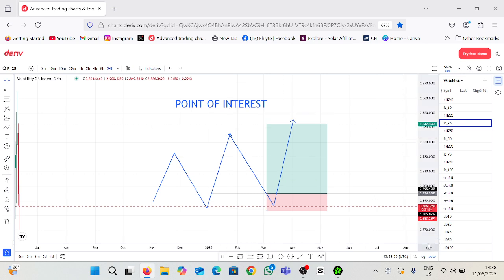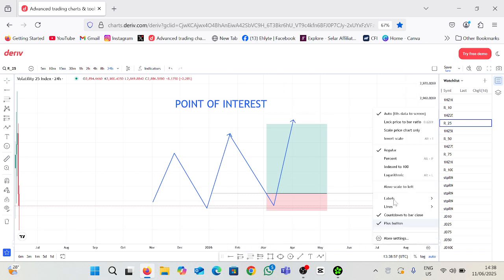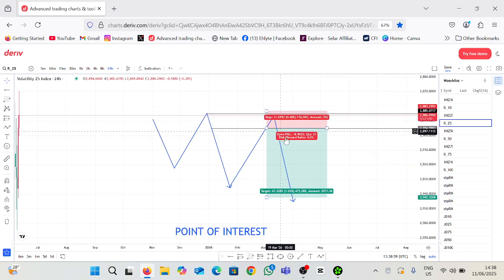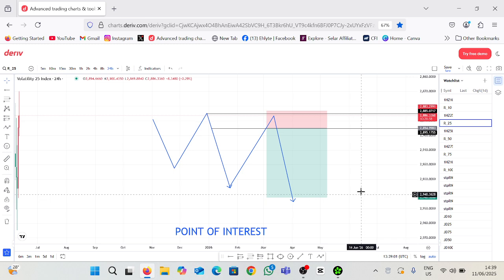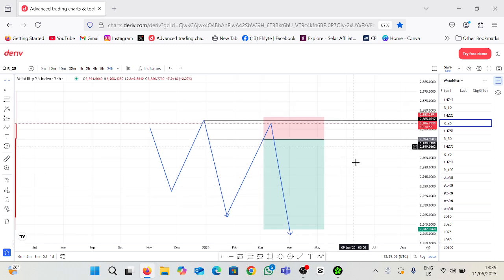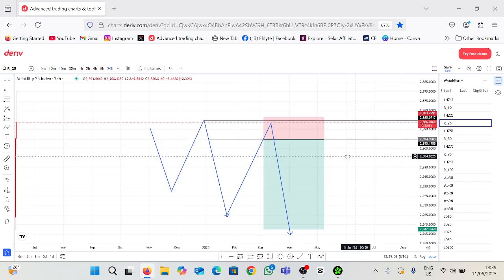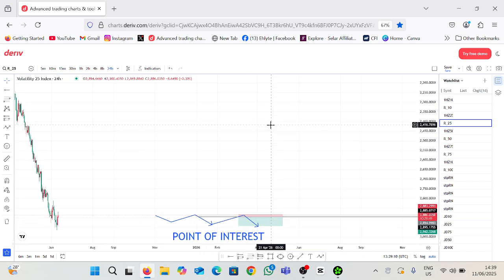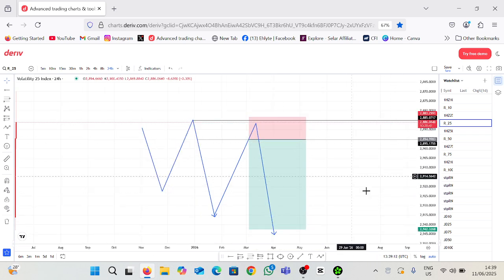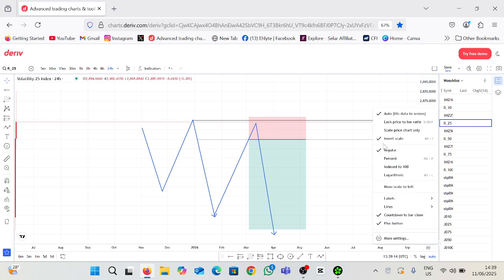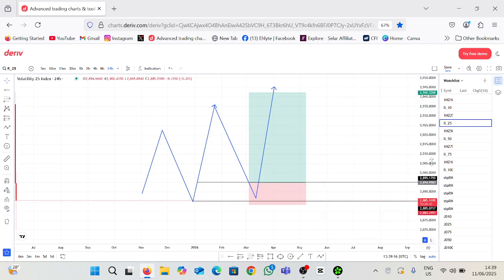And the same thing for a sell. Say you want to take a sell, the same thing is going to happen like this. So this is for a sell, and then this is for a buy.